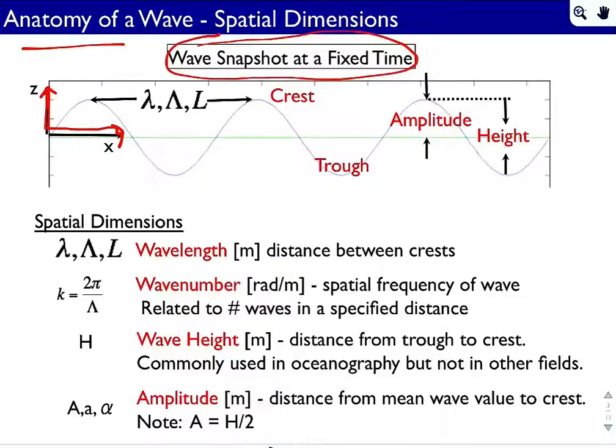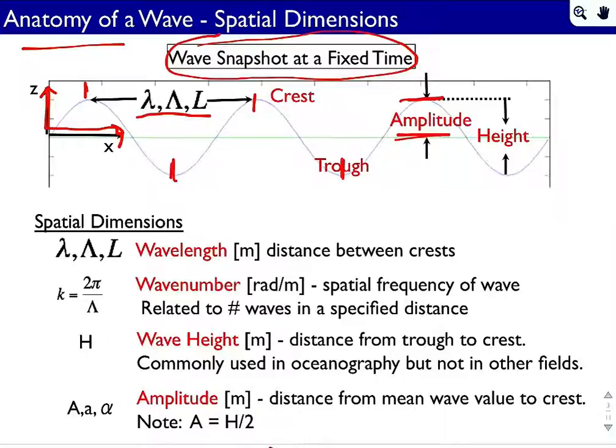Then we have this distance between two successive crests or troughs. In a wave like this, those would be the same. And this can be denoted by different symbols: little lambda, big lambda, capital L, quite interchangeably. Typically you see little lambda or L quite often. The deflection of the wave from the mean value is known as the amplitude. The amplitude is useful because when we're describing the wave mathematically, it ends up being the constant that sits out front. So most sciences just refer to the amplitude of the wave.